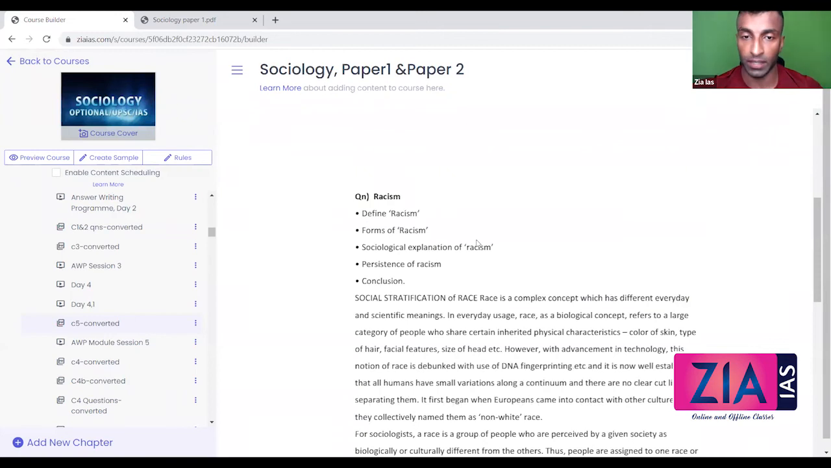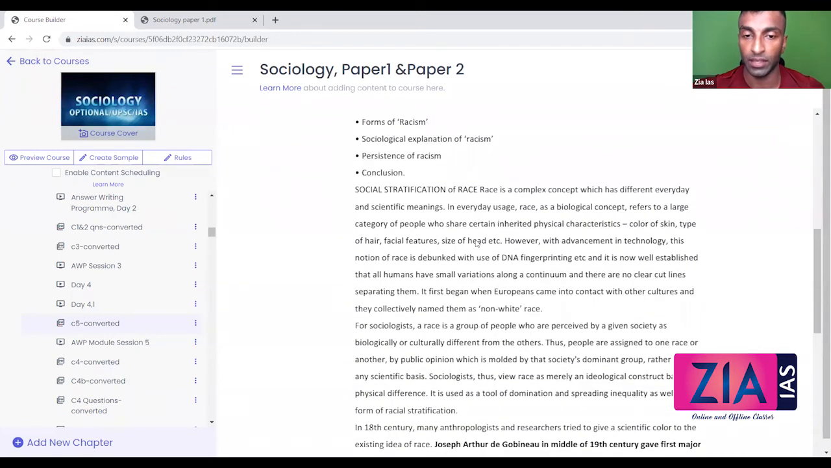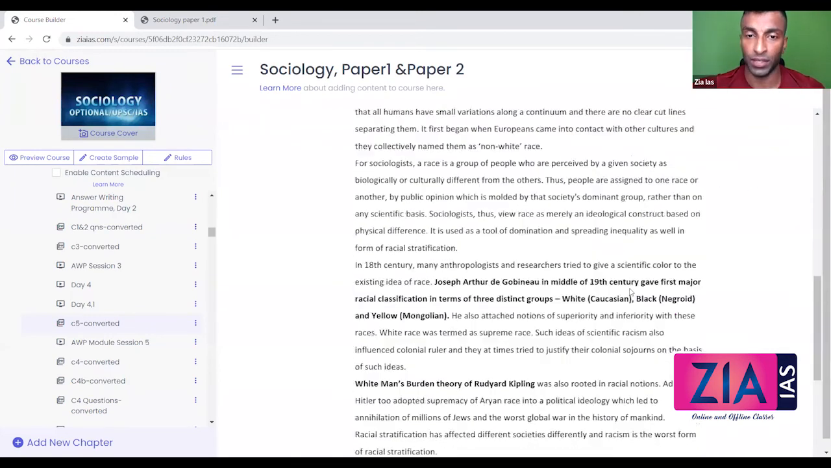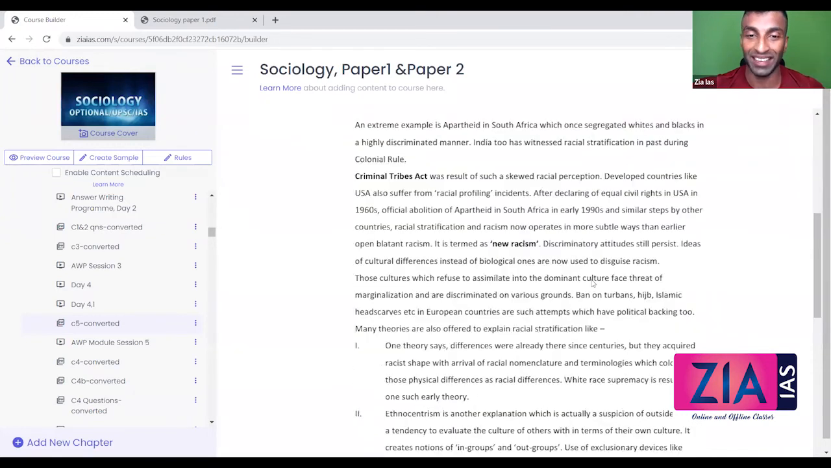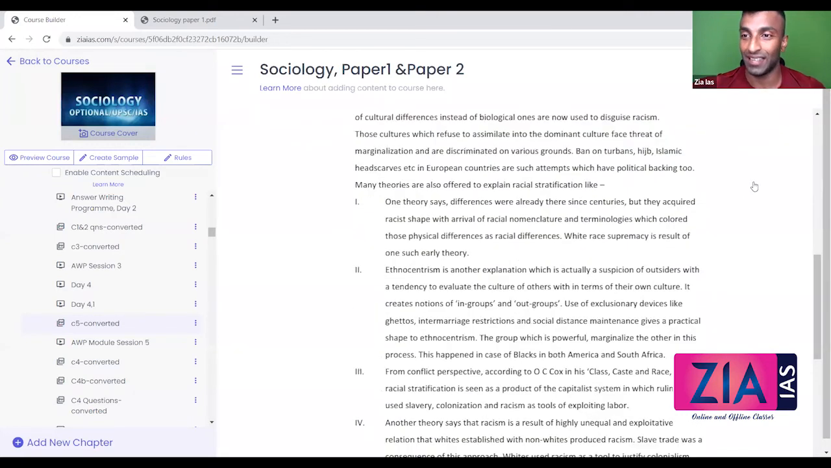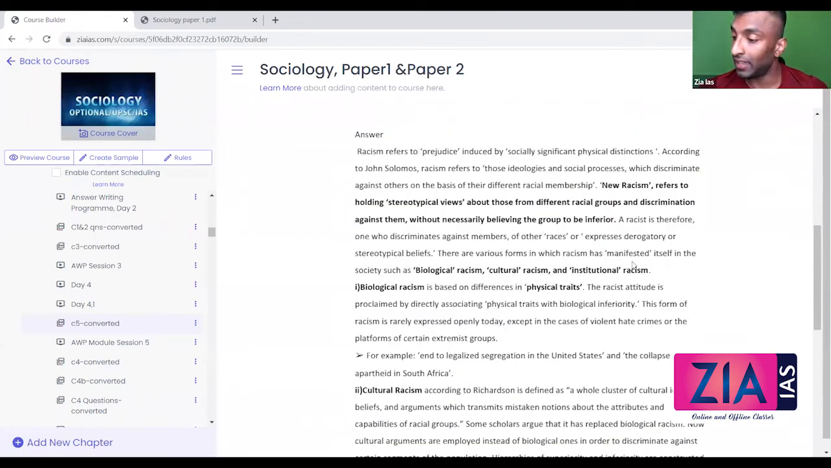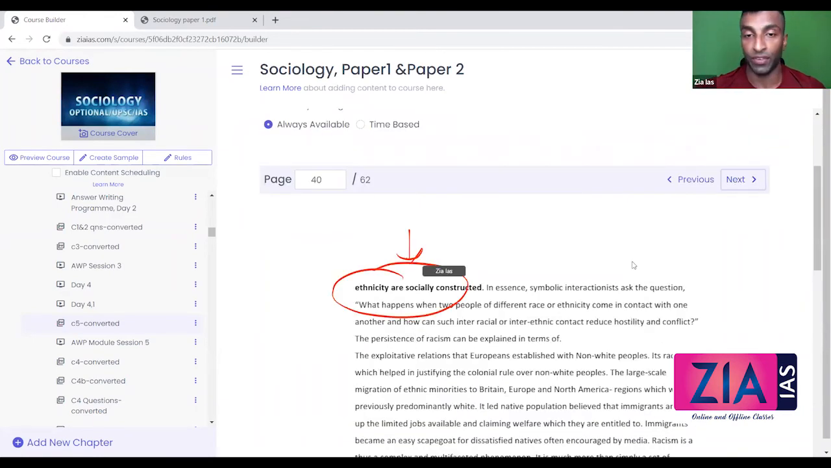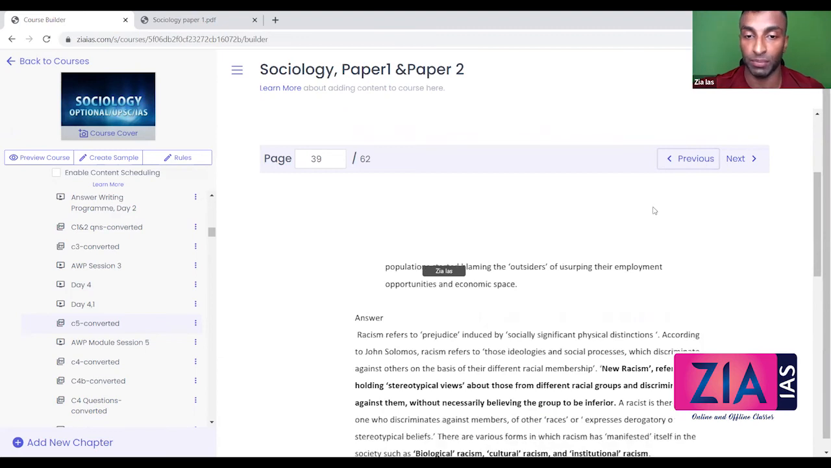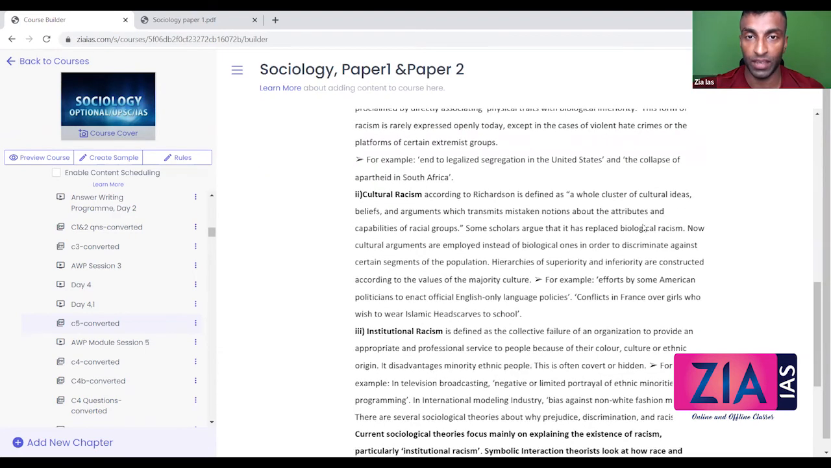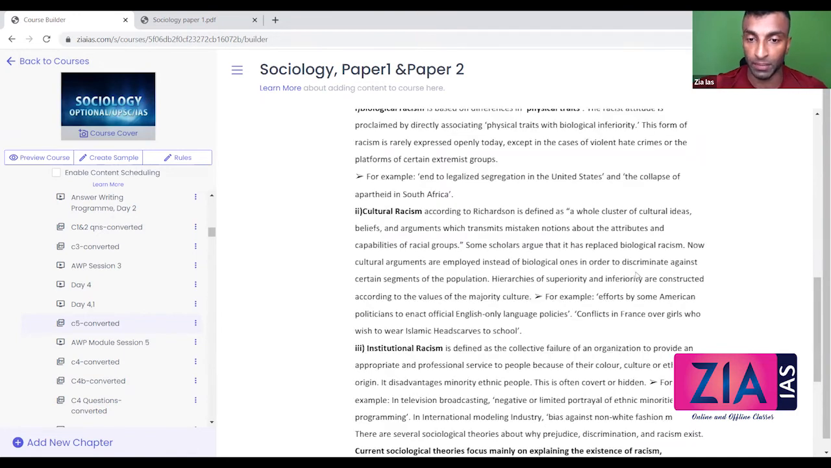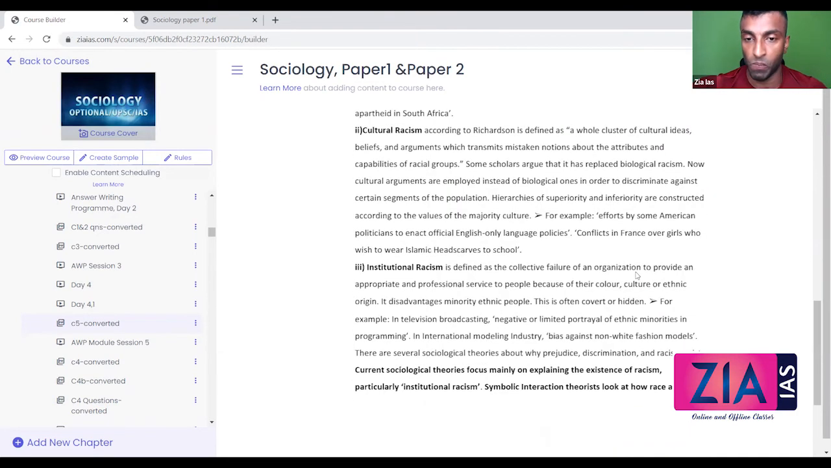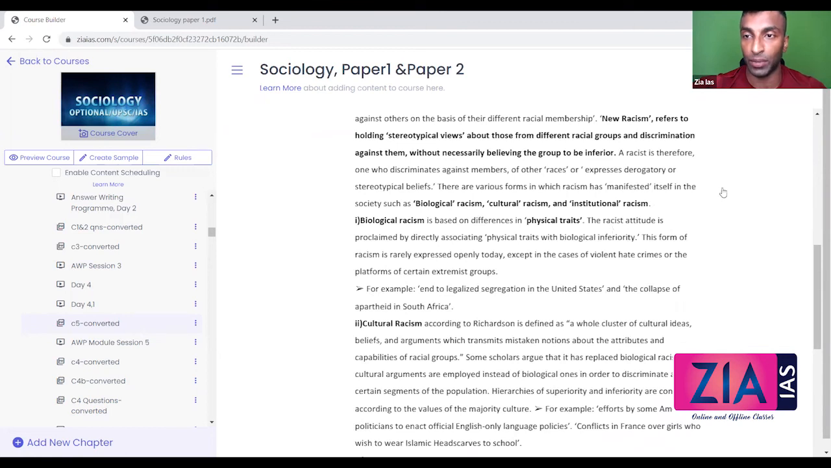Ethnicity. Here it is coming. Racism related here. The next will be ethnicity. Or I think I might have missed it. Yes, ethnicity. How is it socially constructed, and everything is explained here. I think it comes from here. Where? Related to racism. Yeah. Race and ethnicity together we have covered.